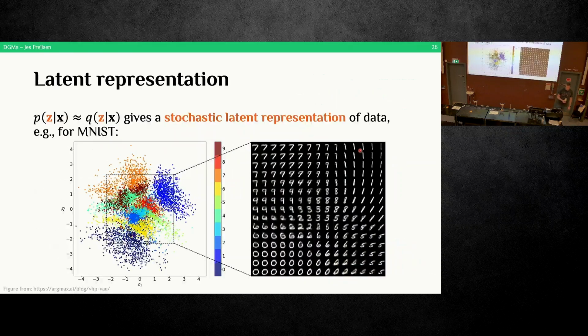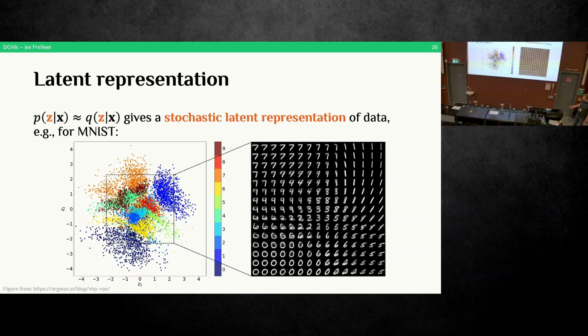The nice thing about the VAE is that we get this stochastic latent representation. Just like in an autoencoder, we can take things. In this case, it's a model trained on MNIST, and then I stochastically encoded the digits in MNIST. You see that this is my latent representation of MNIST, color coded according to the different labels. And we get this nice clustering in the latent space.